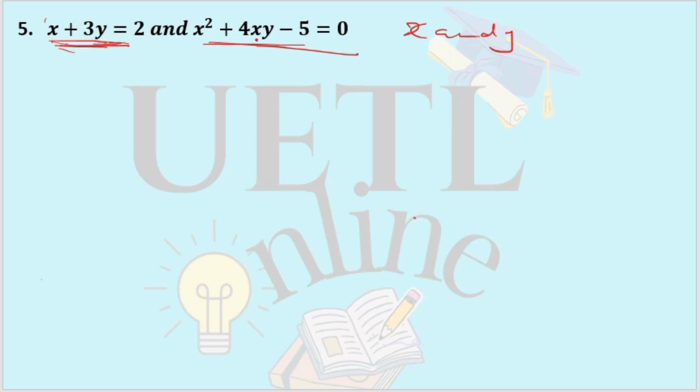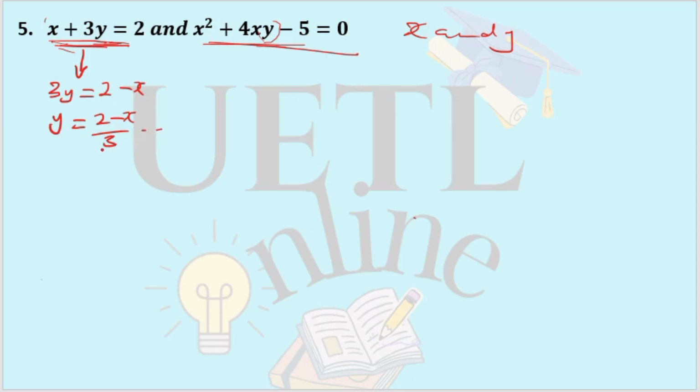Here we can see that y is only written once, so this is the easier variable to substitute. Now the next duty is to make y the subject of the formula from this. How do we do that? We just put this x this side, so it becomes 3y equals 2 minus x, then we divide by 3, so it becomes (2 minus x) over 3. So this is our y.